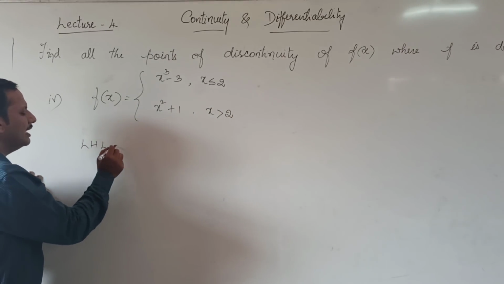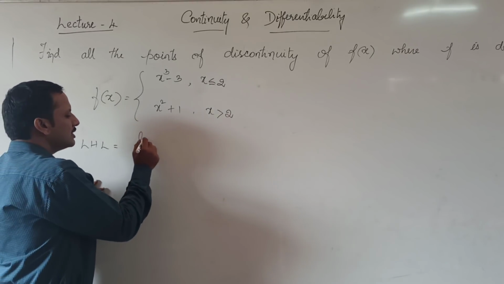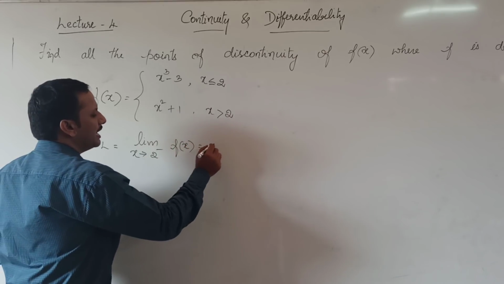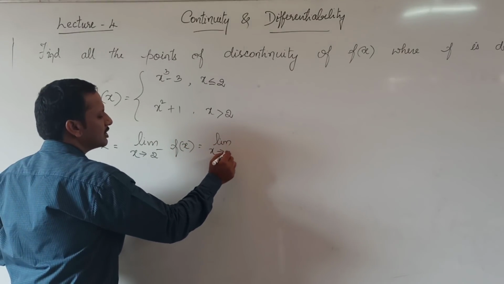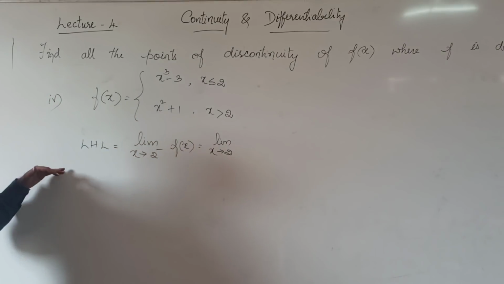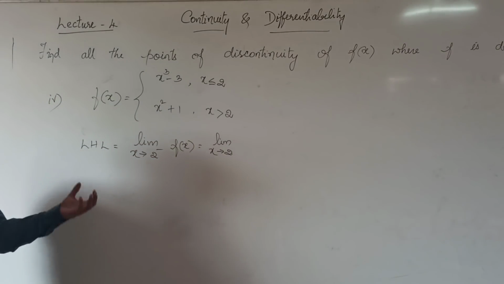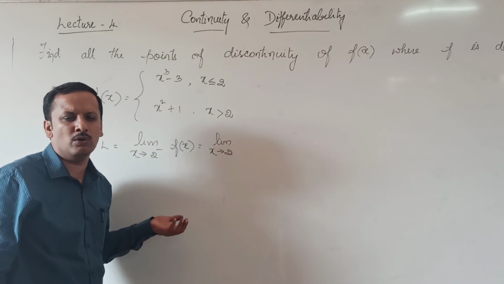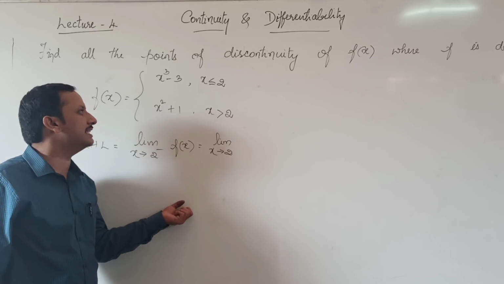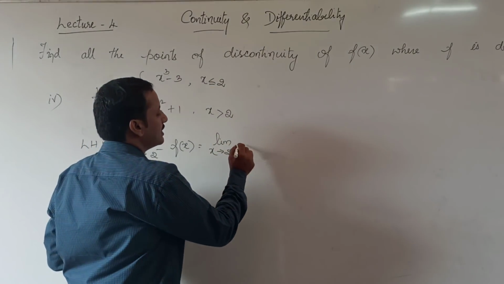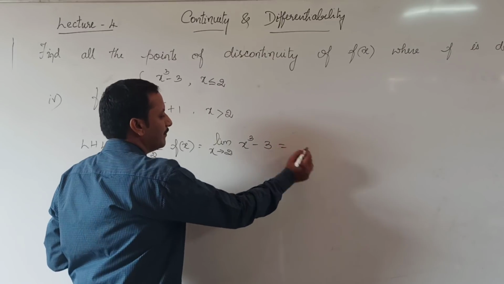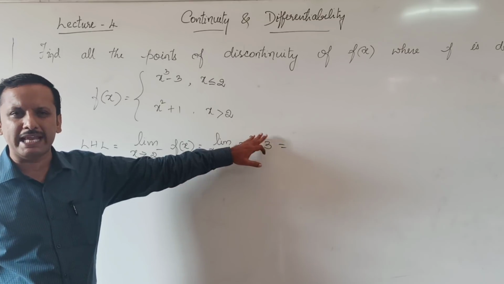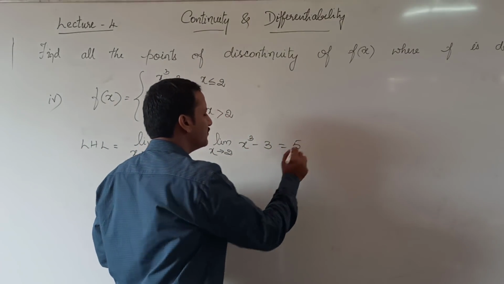For that, I take the left hand limit. Left hand limit is limit x tends to 2 minus f of x. X is approaching 2 from the left side, meaning x is very close to 2 but less than 2. There the function is defined as x cube minus 3. If I put x equal to 2, we get 2 cube, which is 8, and 8 minus 3 is 5.